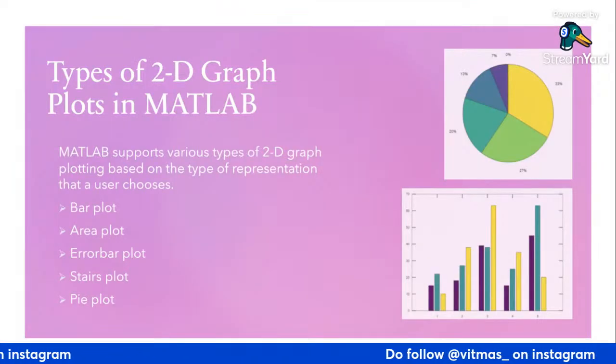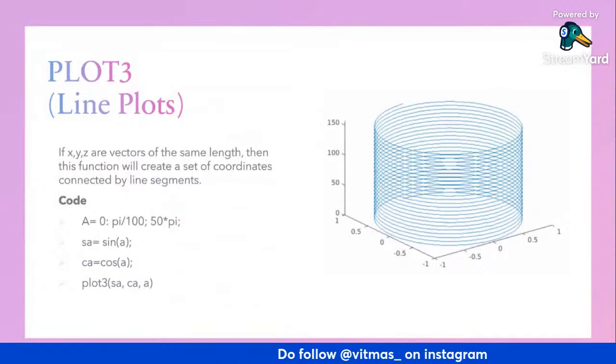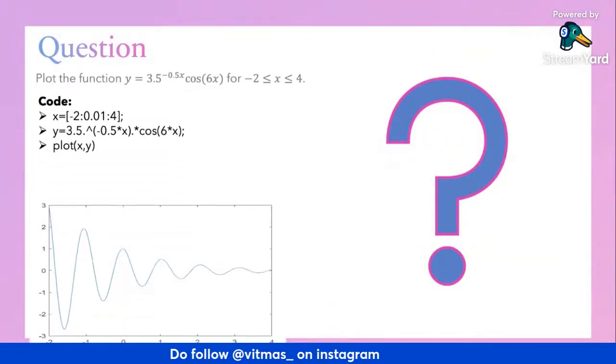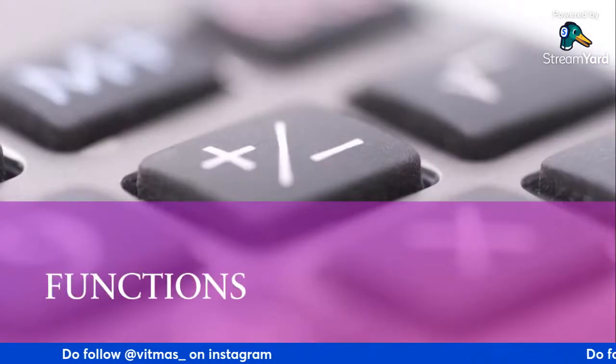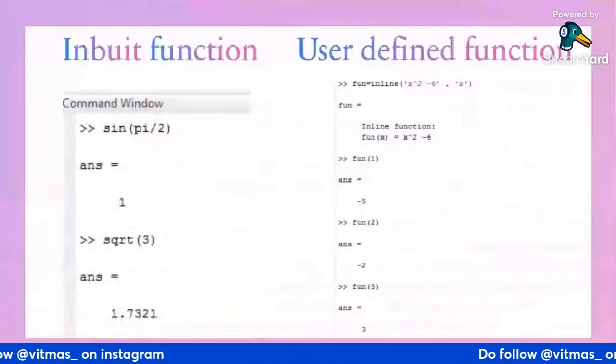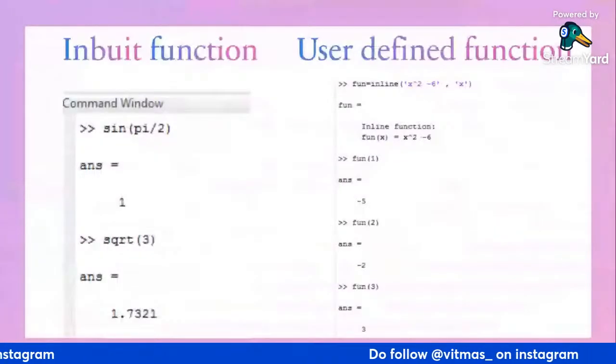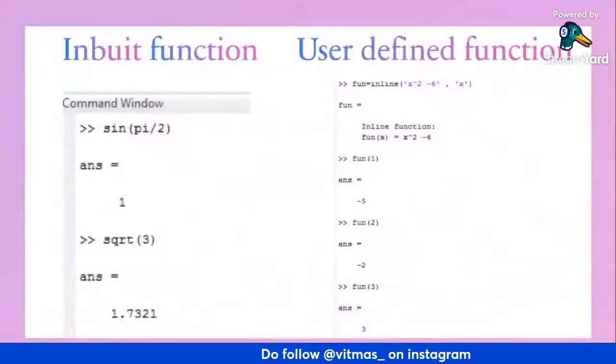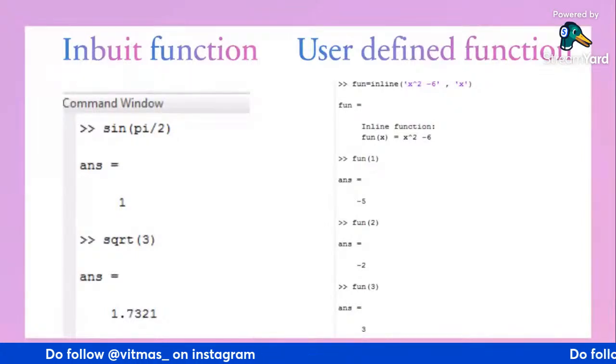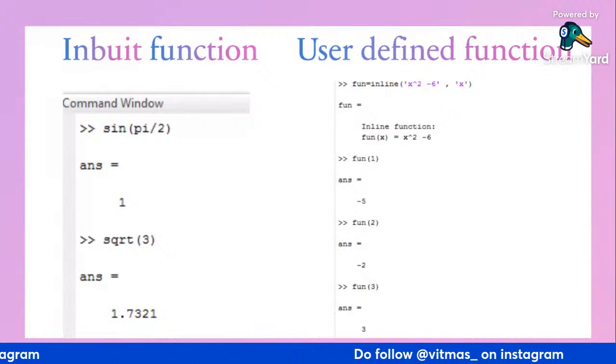So you have different types of 2D graphs and 3D graphs. You guys will know 3D graphs later. So different functions, like you have seen in your computer science, you have two different kinds of function: inbuilt function and user defined function. What is an inbuilt function? An inbuilt function is a function which has already been made by MATLAB to make your life easy. Why do we need a user defined function?